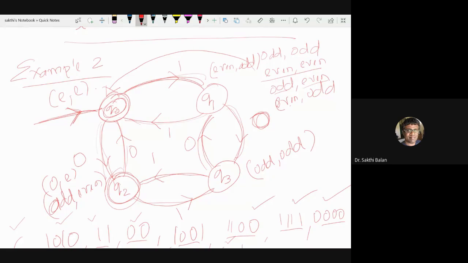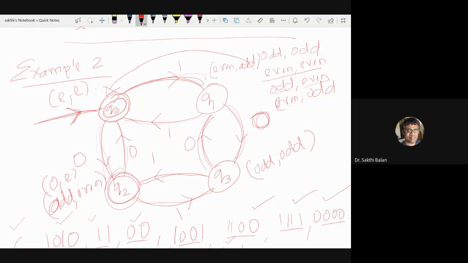And if I make Q2 a final state and all other states non-final, then it will accept an odd number of zeros and an even number of ones. That is the beauty of this automata: a symmetrical automata that gives a very simple pattern. It is an infinite language, an infinite set, but with only a finite description. That is the beauty of this automata.